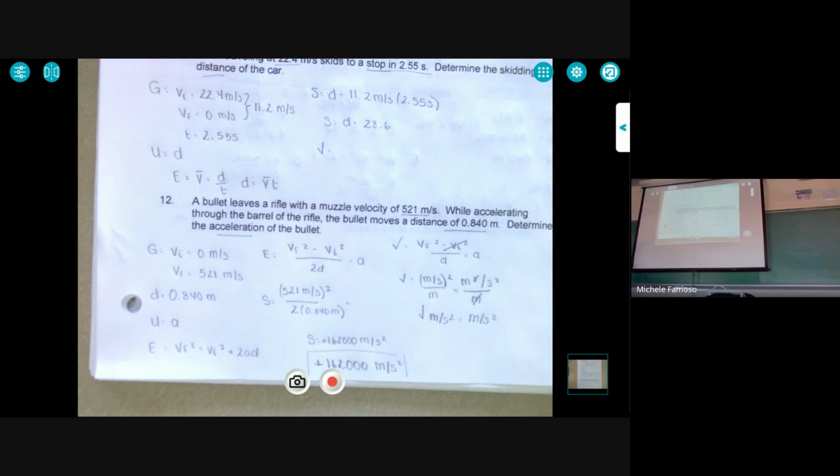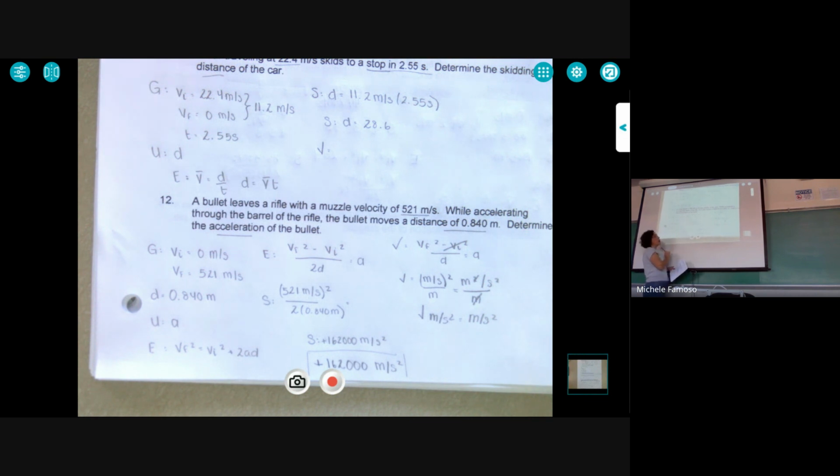We're firing a bullet, which means that the bullet starts from rest in the gun, right? It's not moving before it comes out. So the VI is 0 meters per second. The VF is 521 meters per second. And the D is 0.840 meters. The unknown is A. So the correct equation was VF squared equals VI squared plus 2AD. So A is VF squared minus VI squared over 2D. The VI is going to drop out. So we just take 521 meters per second.